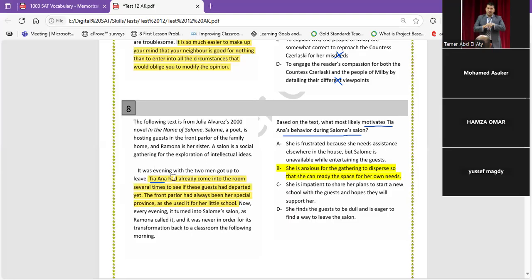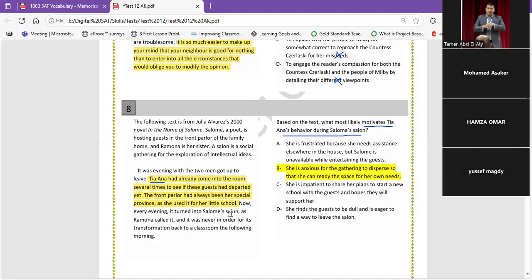"It was evening when the two men got up to leave. Taya Anna had already come into the room several times to see if these guests had departed or not. Yet, the front parlor had always been her special province, as she used it for her little school." So those people who are guests are sitting in her place, where she does her little school. Now every evening it turned into Salem's salon.